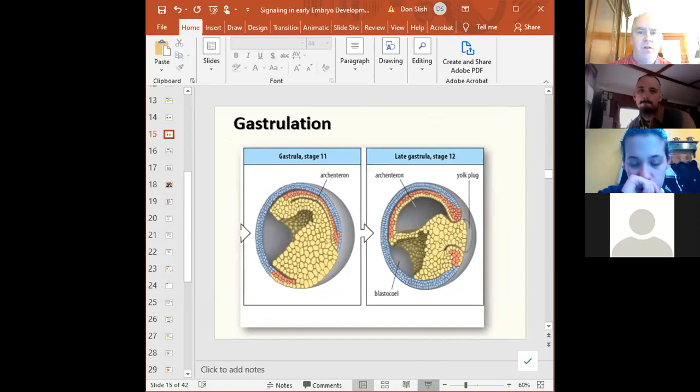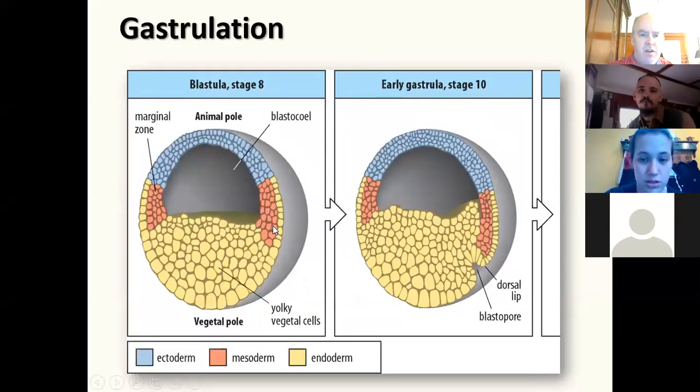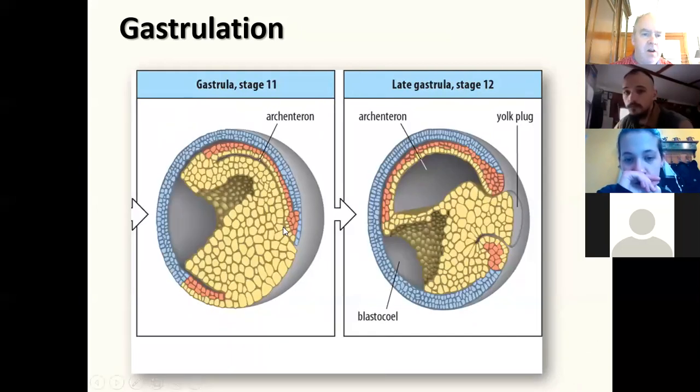Just blow it up. So what's happening here, backing up one, is you form this blastopore lip, and when you do, mesodermal cells and endodermal cells will crawl inside the embryo and across the top of this blastopore, or blastocele. So here they are coming in, and they're dividing, so you're making more of them as you're doing this, and they're coming in across the top of the embryo like this.